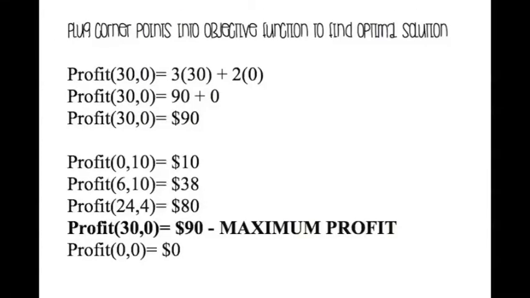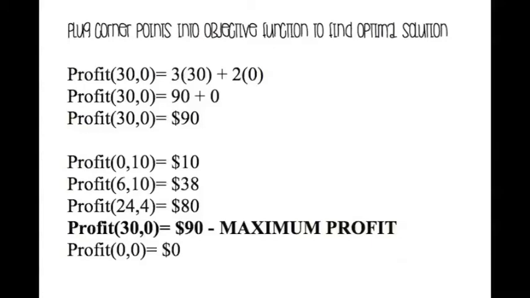So now we must plug the corner points into the objective function to find the optimal solution. In this, we are going to use the corner point (30, 0), in which 30 is the number of footballs and 0 is the number of basketballs. Each football makes $3, so we multiply 30 by 3, and then each basketball makes $2, but since there are none, we multiply it by 0. This brings us to our next step, where we find that the profit of (30, 0) would be equal to $90 plus $0, which is $90.